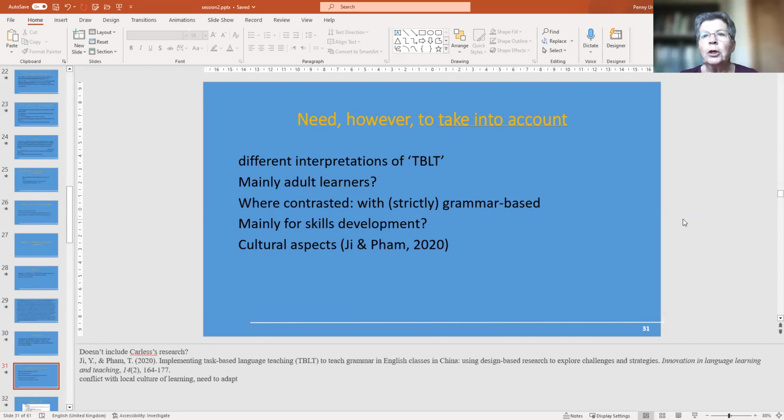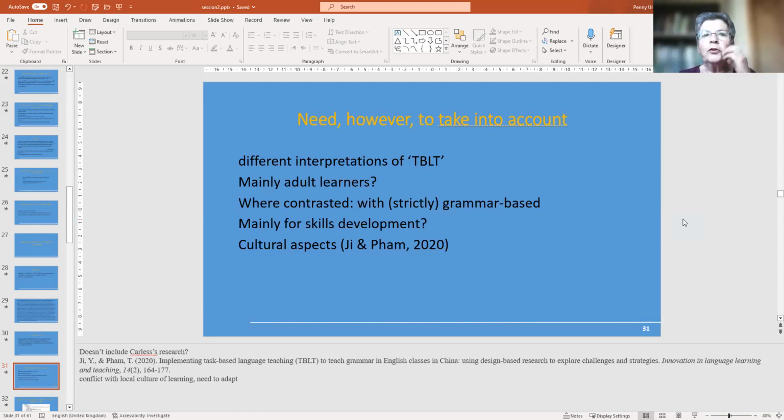We need to take into account that when I looked at the classes they looked at, the vast majority were adult learners. There were some young learners and some teenage learners. The majority were adults. But you remember I said last week that one of the problems with research into language teaching is that most researchers are looking at adult learners because they're the most accessible to them. They're the ones in their university they can study most easily. And therefore most studies tend to be based on adult learners.